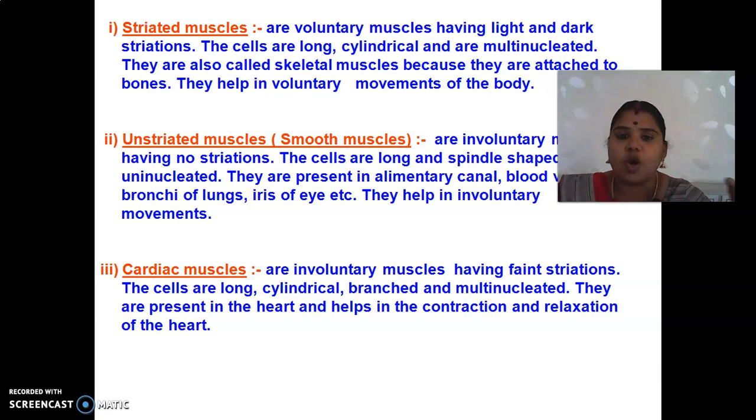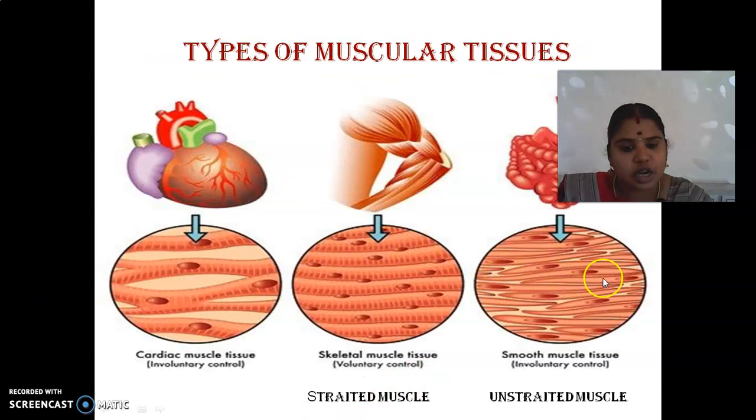Here the cells are long and spindle shaped. See here, I will show you. See here the cells are long. Spindle means what? See, both ends of these tissues are spindle shaped. Okay, and here there are rare nuclei.